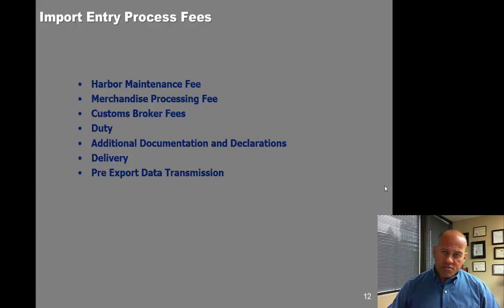Then there's a customs broker's fees. This is the fee that your customs broker charges you for the transaction. There's the duty rate, if any duty rates apply to your shipment. There may be other fees for additional documentation, declarations, and you can talk to your customs broker to find out what those are. There's going to be delivery fees, so once the goods clear customs, there will be a delivery to the importer or the consignee of that importer. And pre-export data transmission. As you remember, we mentioned the ISF or the importer security filing. Well, if a customs broker handles that for you, there will be a small fee associated with that.